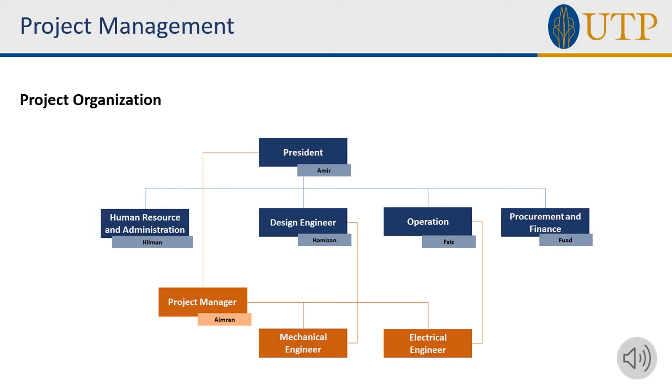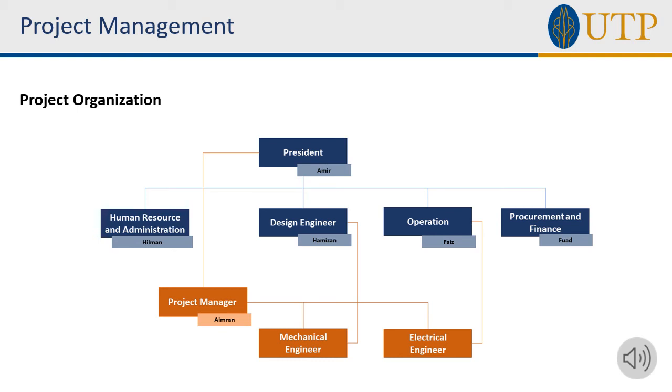If you can see from the organization chart, we'll have 8 people who will lead the project. First is the president, which is Ame, then human resource and administration, which will be handled by Hilman, then design engineer, which is Hamizan, operation, which is Faiz, procurement and finance, Fuad, and project manager, Imran, myself, and the mechanical engineer and also the electrical engineer, which will be outsourced.